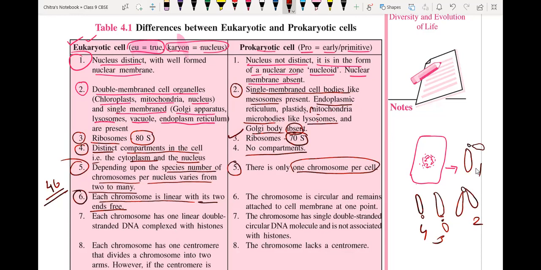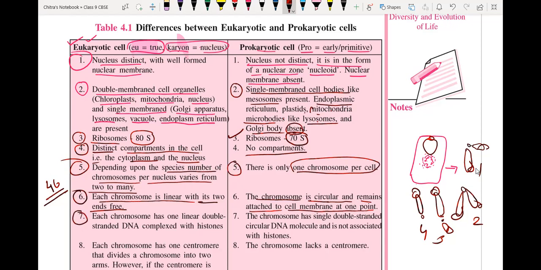But see here, two ends are free. Here the two ends of the chromosomes are free. But in the case of a prokaryotic cell, the circular chromosome remains attached to the cell membrane at one point. So in a prokaryotic cell, one end of the chromosome is attached to the cell membrane, and the chromosomes may be circular in form.